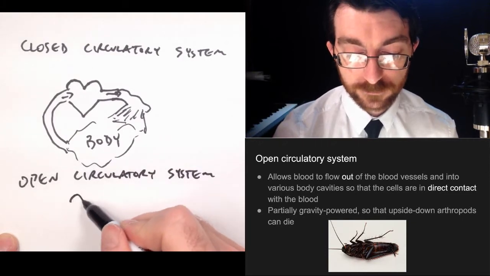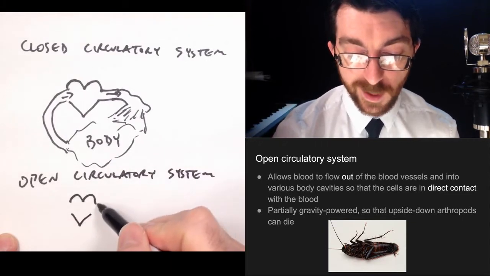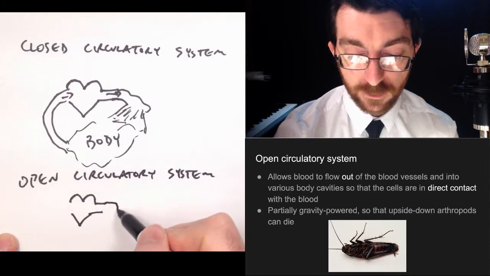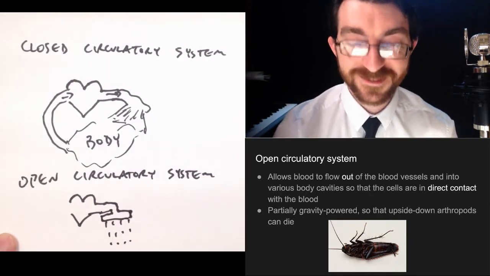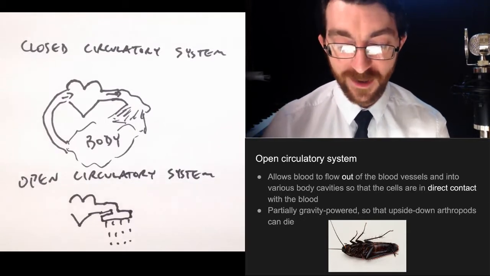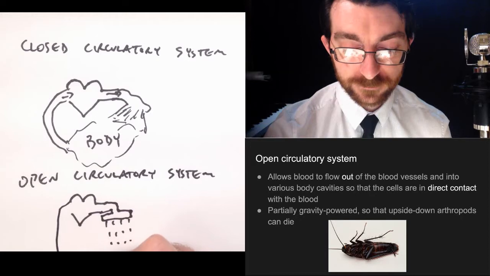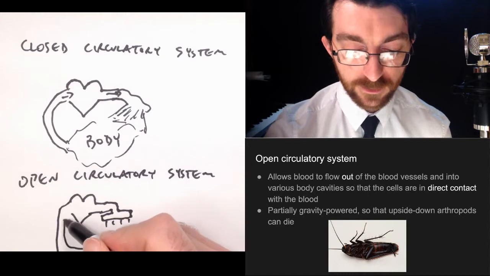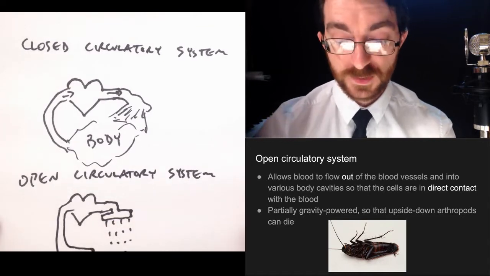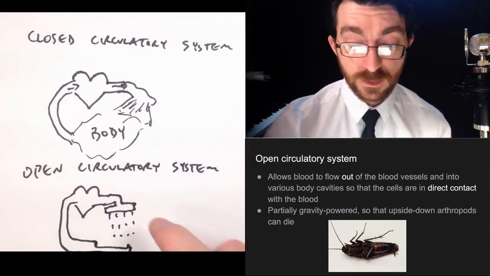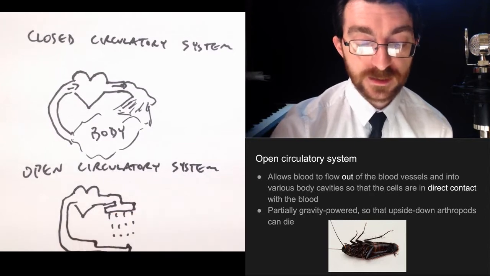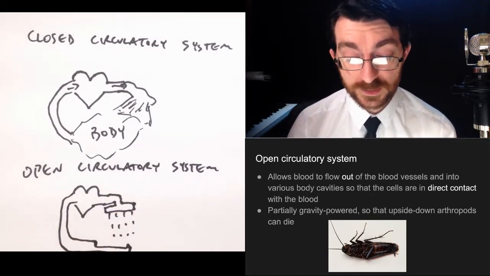So you got your heart, your very scientifically accurate heart, and it just kind of dumps it onto the body. And then it gets collected and pumped back up. So it's almost like a fountain, if you can imagine that, where a fountain sprays water and then pumps it back up to get sprayed again. That's how an open circulatory system works.